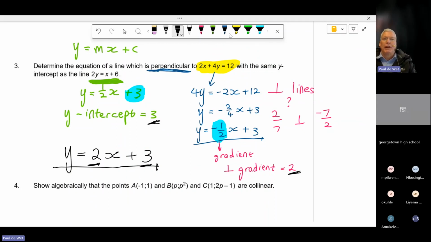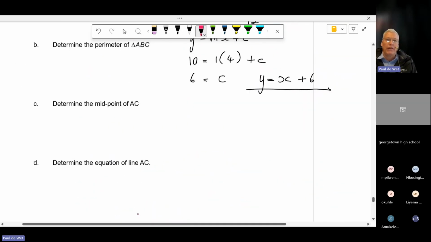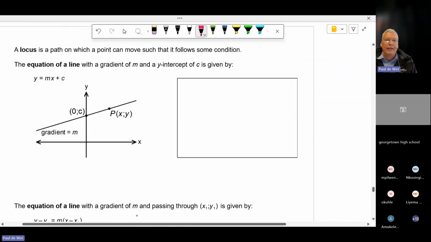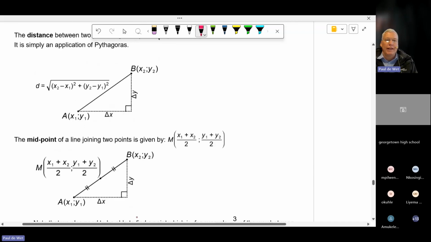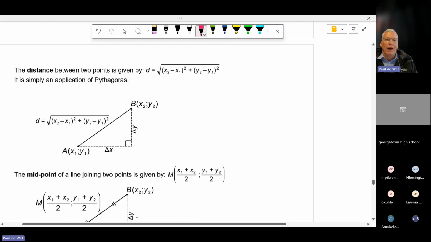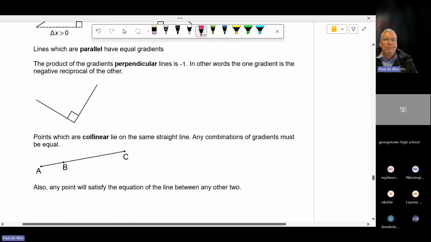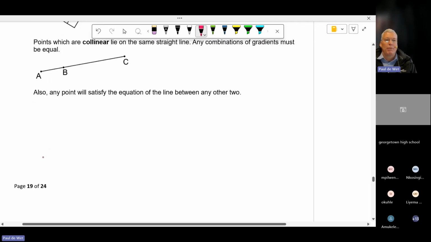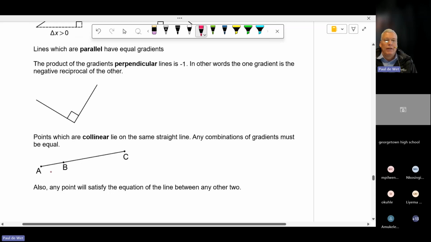Now, the last question we're going to look at today, all right, is number 4. And it talks about collinear. What I want to show you, and I want to encourage you to go and read it tonight and tomorrow, is it does explain here around things like collinear. Points which are collinear, guys, maybe just go to this page, it's page 19. Points which are collinear lie on a straight line.